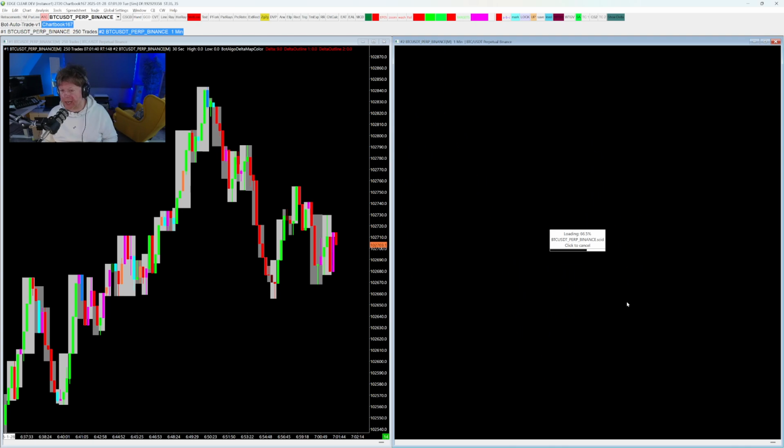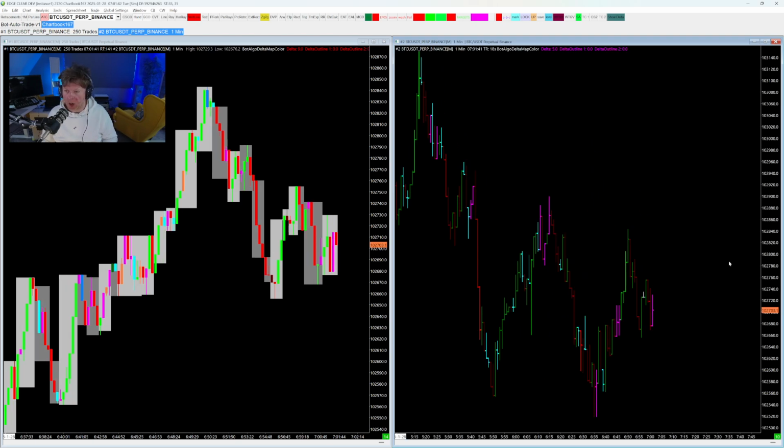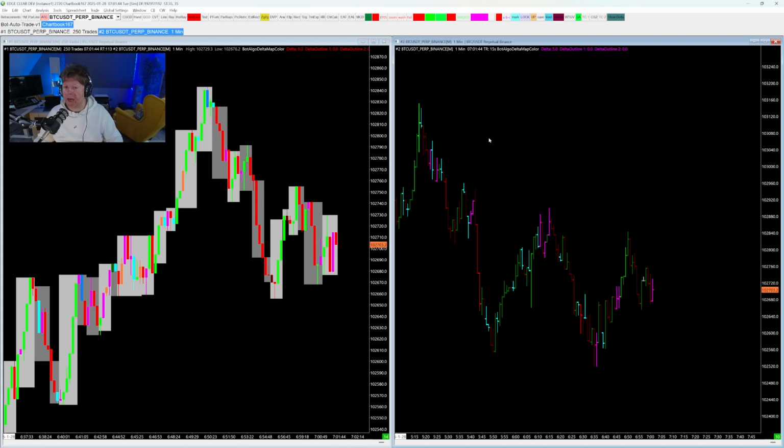So, on the right hand side, we have a 1 minute chart on Bitcoin. And we have our order flow candles on there. So, we're mapping the order flow. So, let's just explain that just for context.